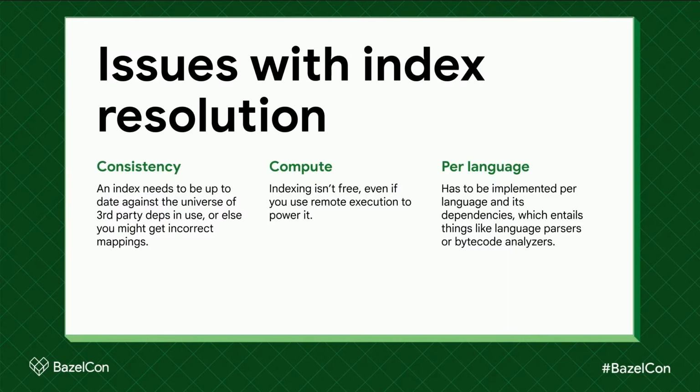Now, I've already kind of glossed over this, but there are issues with index resolution. When I say indexes are generated out of band, that also means there's a potential consistency problem. You may be working with an index that is slightly out of date with your repo at that point in time. I'm mostly going to hand wave this because we actually haven't completely solved this. But to be able to summon an index that is completely consistent with the repo, it's not free.